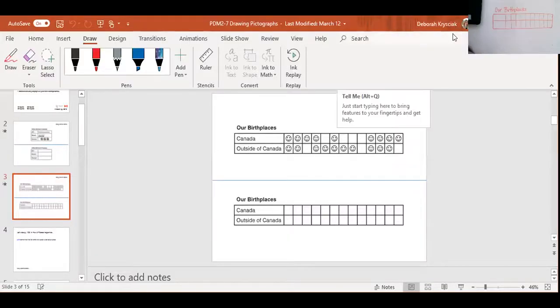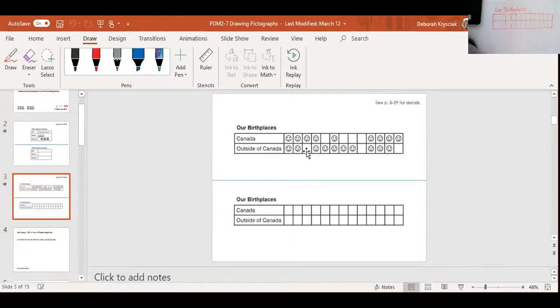Okay, so now I'm going to show you this graph here. It's called Our Birthplaces. So it has people that were born in Canada and people born outside of Canada. So you can see there's lots of happy faces. They're using the same symbol for both things, which is okay. But what is wrong with this? What do you think is wrong?